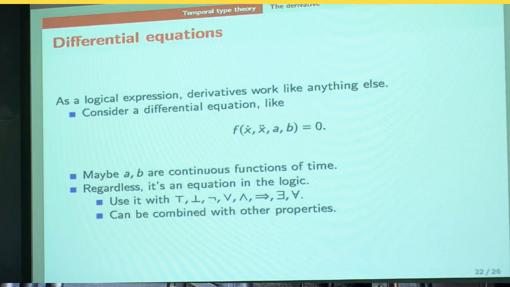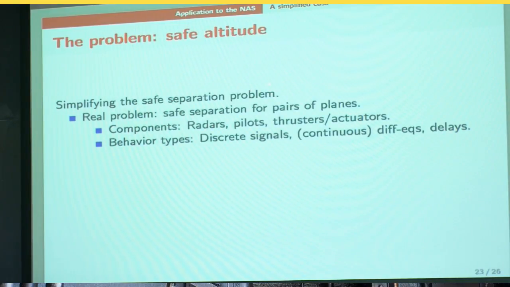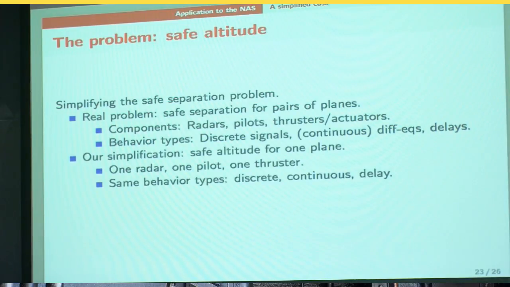Right, so I can combine this with and, or, not, for all, exists, etc. And I can combine it with other properties. And now I'll show how to look at this national airspace example in very simplified cases. The real problem is safe separation for pairs of airplanes, where you have components like radars and pilots and thrusters and actuators, and you have discrete signals and continuous differential equations and delays. Proving the safety of this takes millions of person hours of work. In our simplification, we just want to make sure we can use these various systems and put them together.